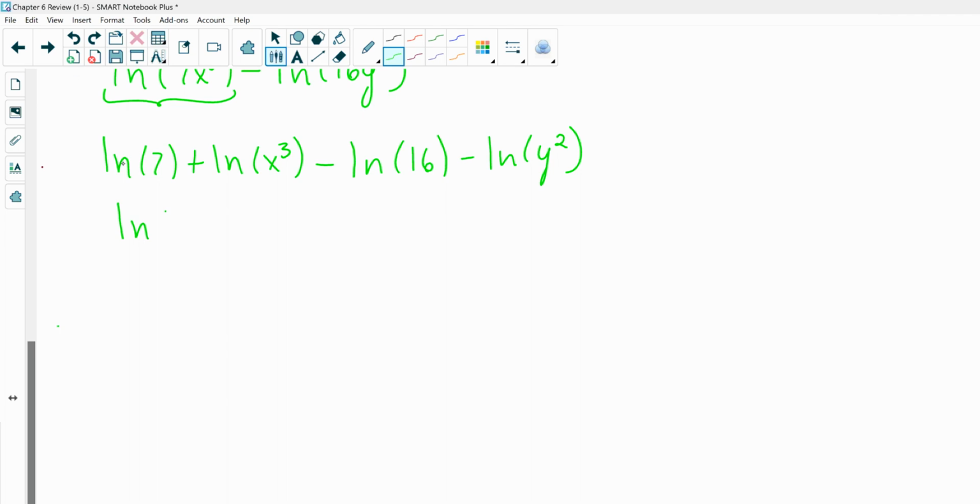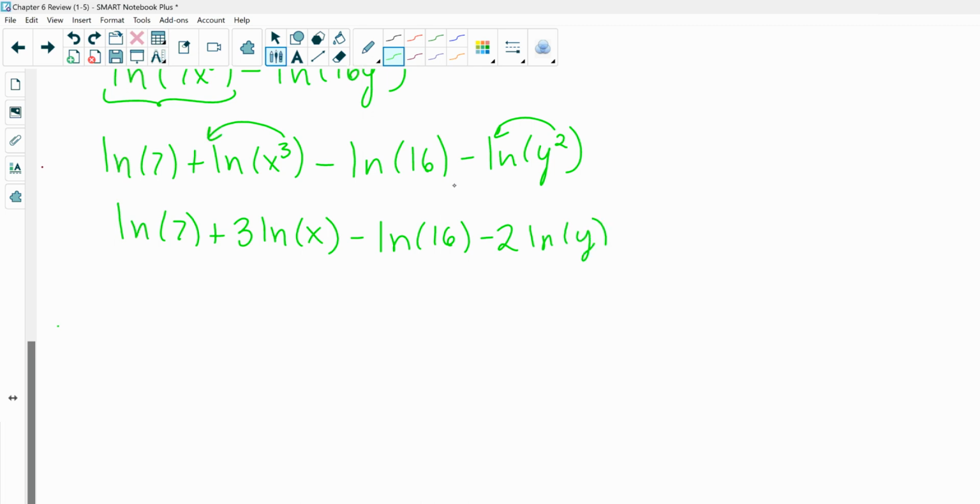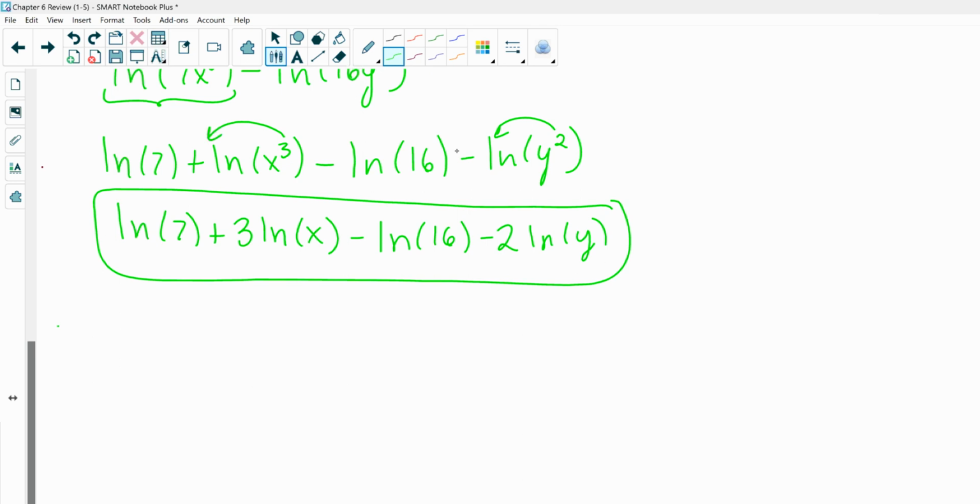Now the last thing we have is powers. Ln of 7, the natural log of 7, there is no exponent, there is no power. But for our next one, we'd bring the 3 up front, telling us it's 3 times the natural log of x minus natural log of 16. And lastly, we'd move the 2 out front, giving us minus 2 ln of y. Questions on any of this here?